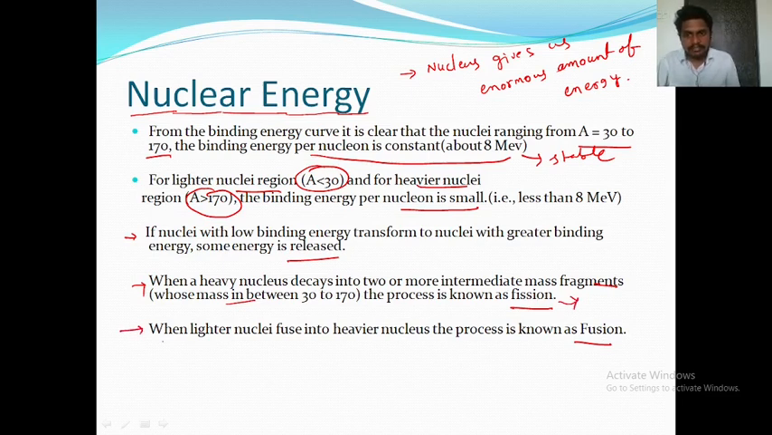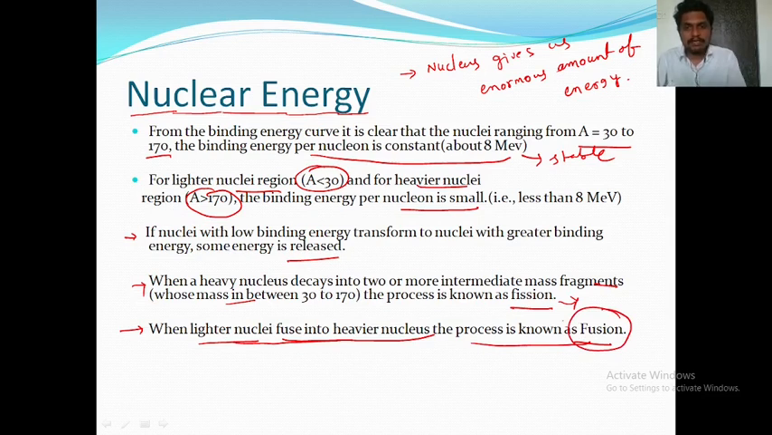What happens in lighter nuclei? Lighter nuclei cannot split, because if they split into still lighter nuclei, the binding energy reduces further. So they prefer only the nuclear fusion process. Lighter nuclei fuse together to form a heavier nucleus, nothing but an intermediate nucleus, whose binding energy is large. This process is known as the nuclear fusion process.